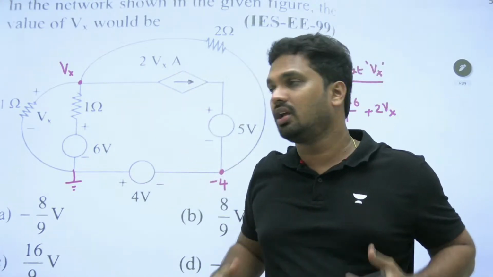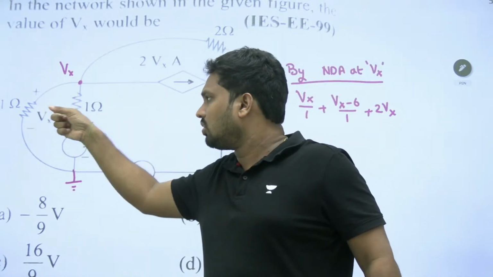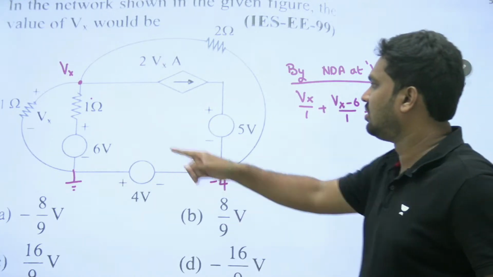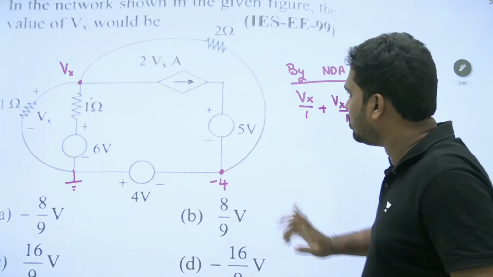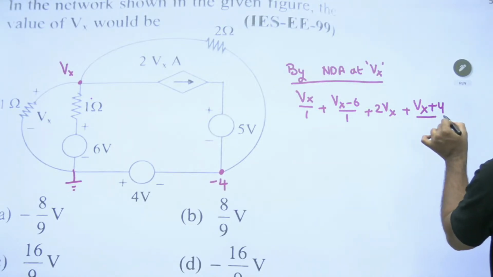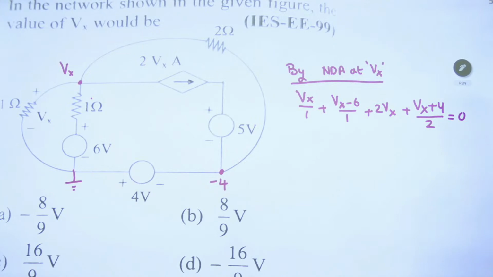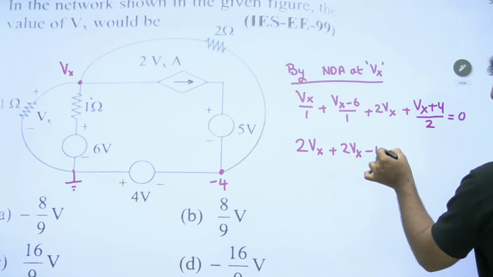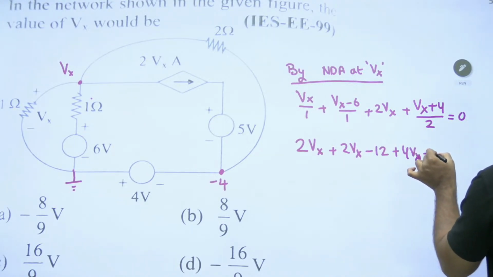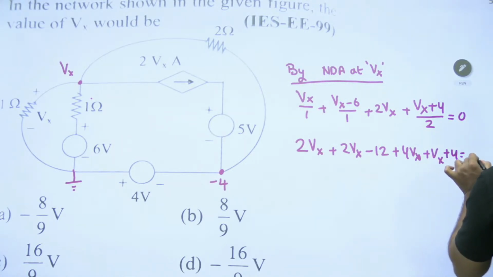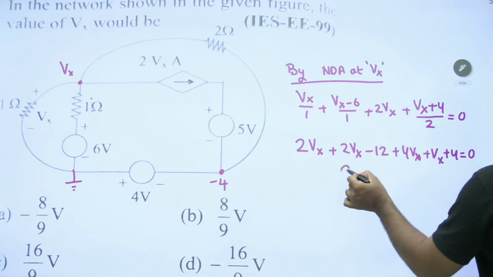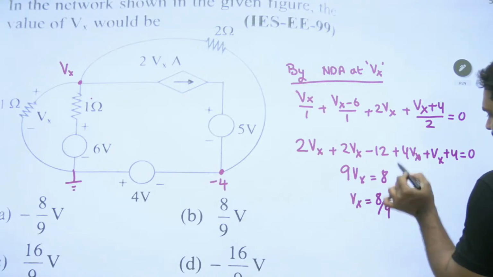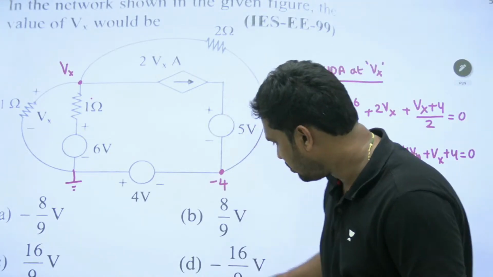What is KCL telling us? Sum of the currents leaving the node is 0. So we should write just simply currents plus Vx minus of minus plus 4 by 2 equal to 0. Take the LCM. 2Vx, 2Vx, 4Vx, right? So here 9Vx equal to 8. What is your Vx? 8 by 9. That's it. How many of you have given the right answer?